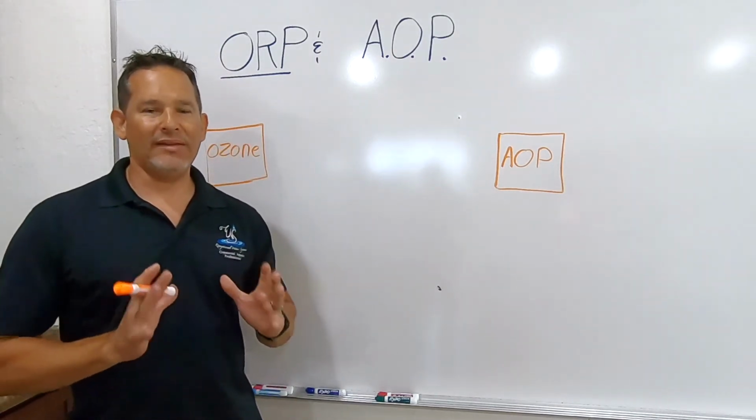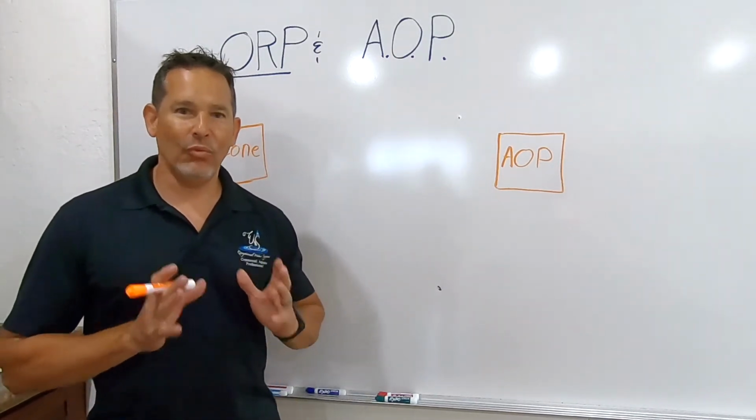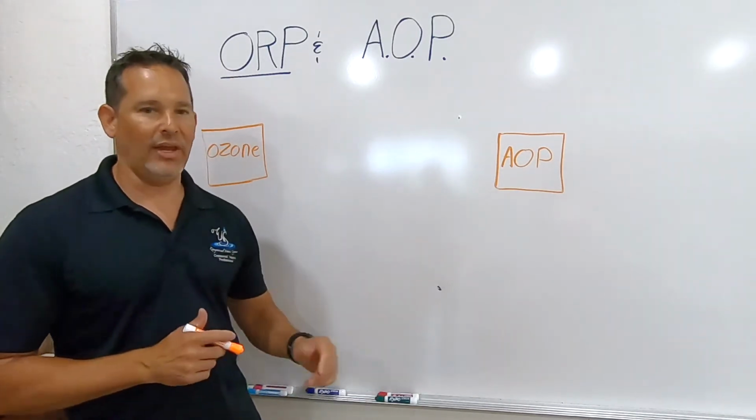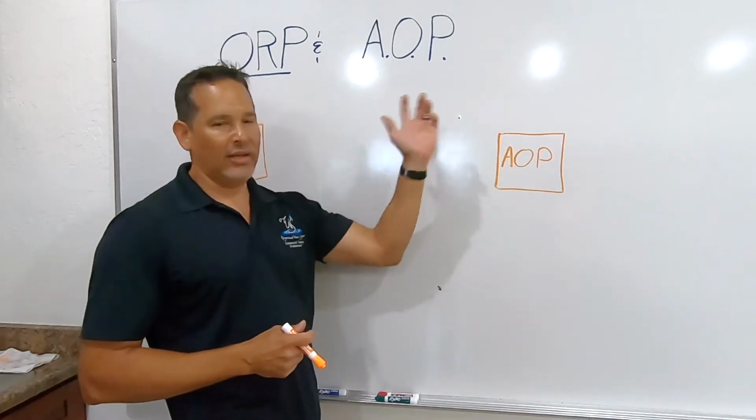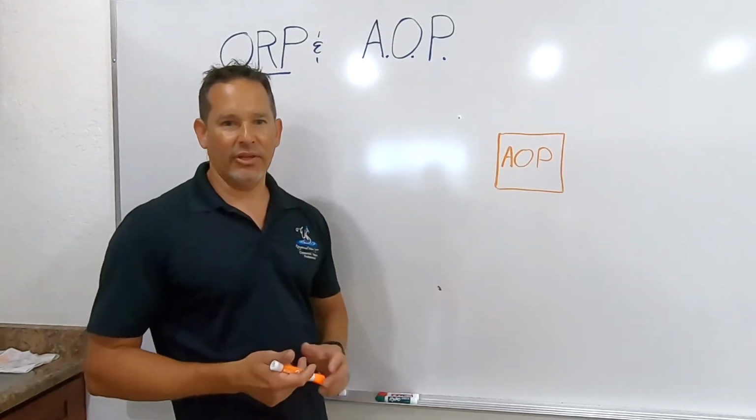At least you get the basic idea of how that system works. Okay, they all work the same. You're going to have ozone coming in, it's going to run through a lamp, and then kicking out the other side, you basically have cleaner water.